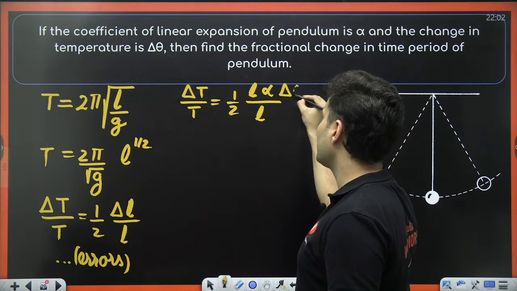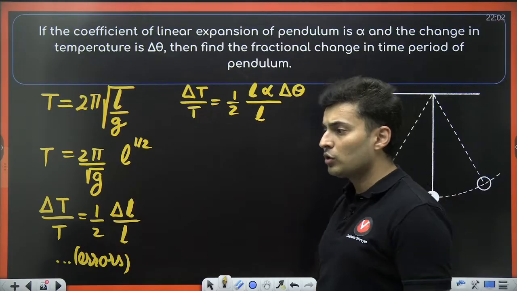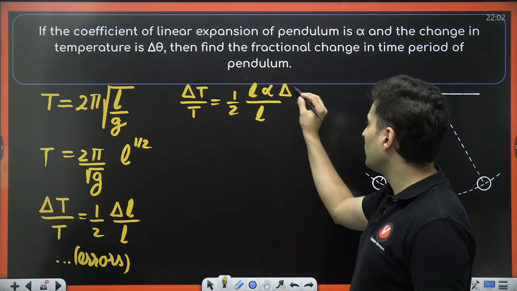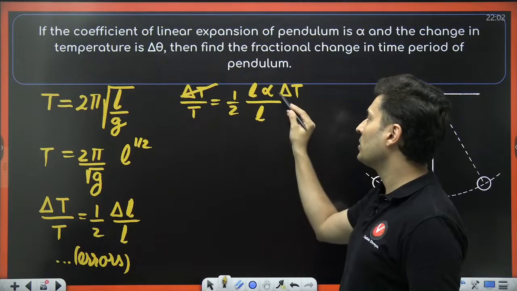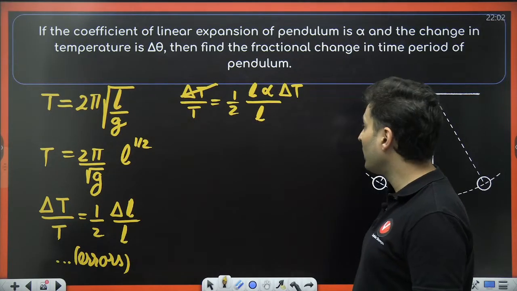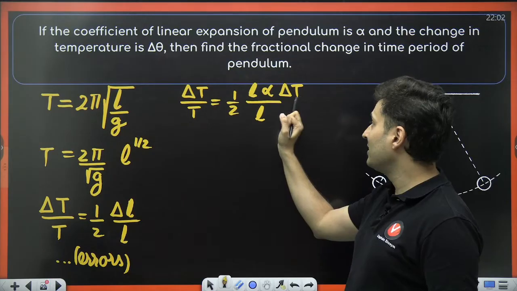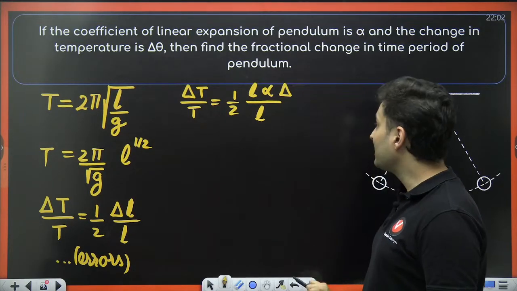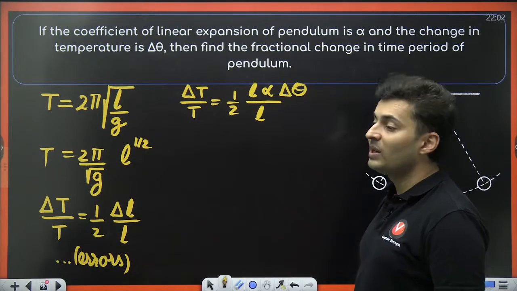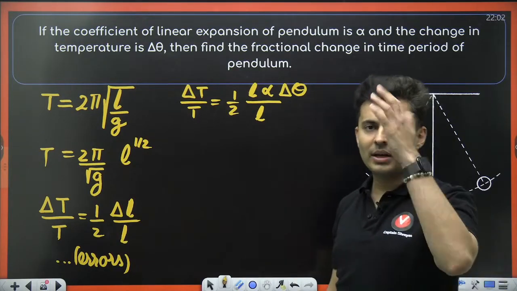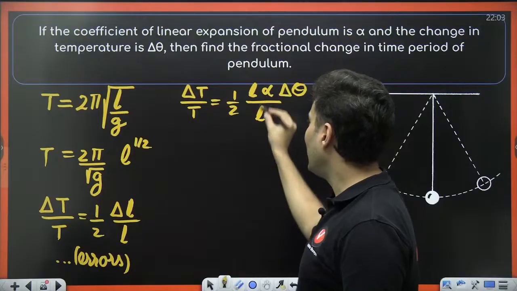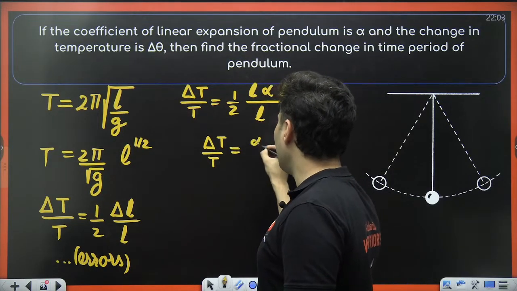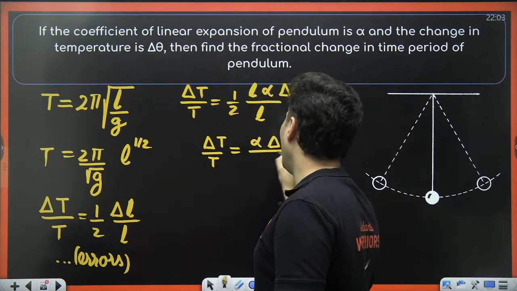Here the symbol used is delta theta. Don't get confused. Sir, change in temperature should be delta T, no? Yes, it can be delta T, but if you put delta T, students will get confused and cancel this. But remember, you cannot do that because this is temperature, this is time. So to avoid the confusion, we use a different symbol. That's it. L cancels. So delta T by T will be alpha delta theta by 2.